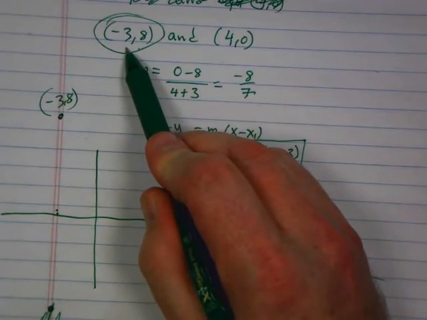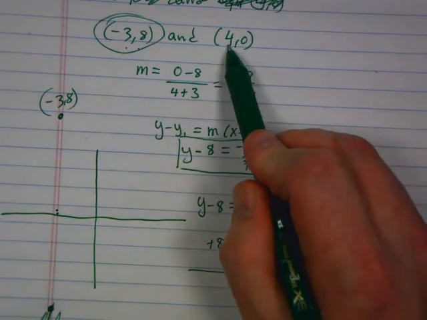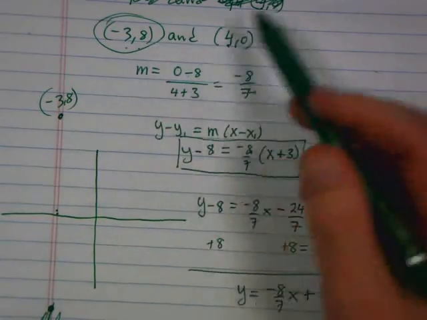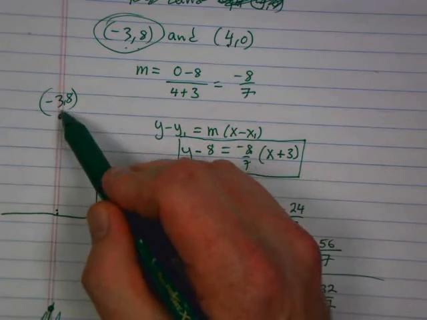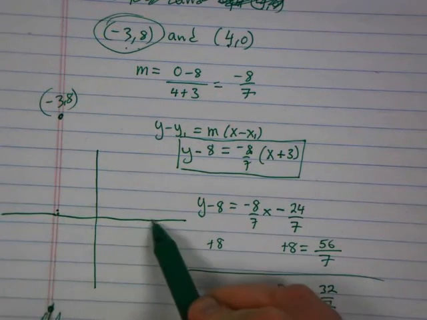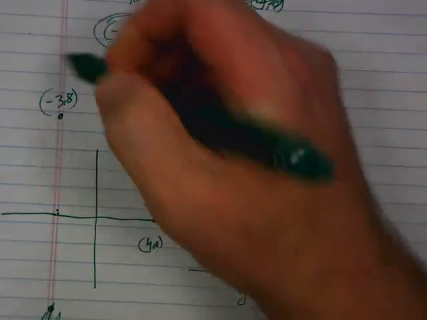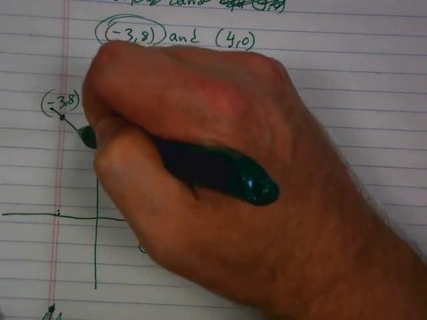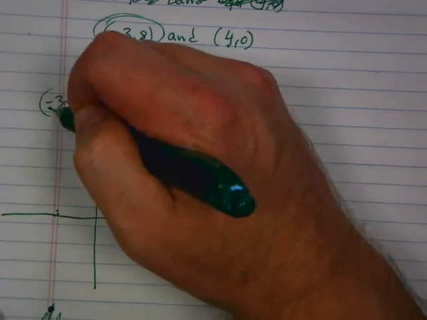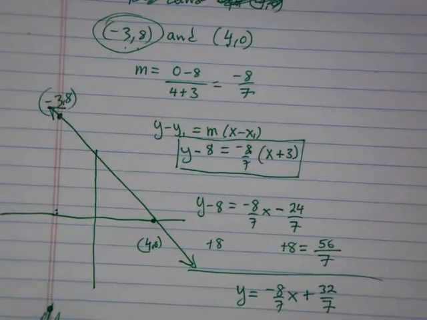You could pick either one. And then from there, I use my slope. I go down 8 over 7, which does put me at 4, 0. And there would be my line. And notice, again, I can graph my line without having to deal with any fractions or any decimals. Always right on the corners, which is nice.